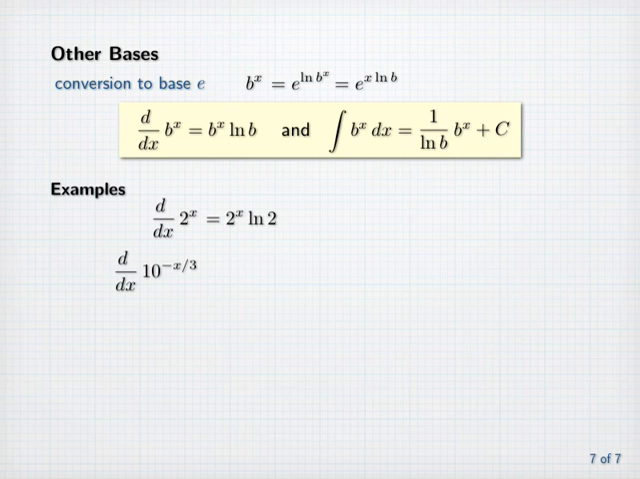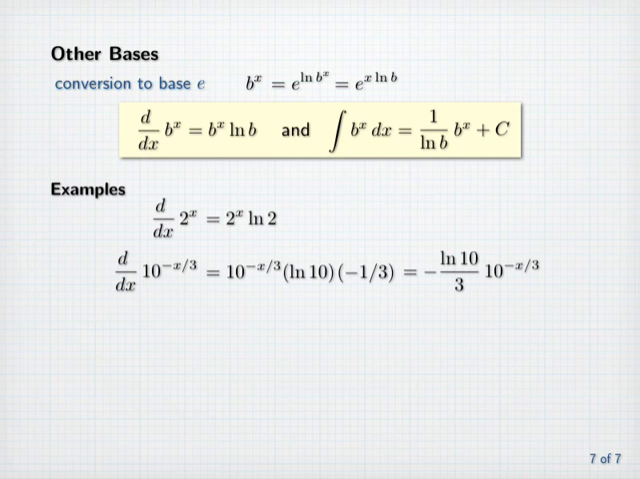The derivative with respect to x of 10 to the minus x over 3 equals 10 to the minus x over 3 times the natural log of 10 times the derivative of the exponent, minus 1/3. So we have minus log 10 divided by 3 times 10 to the minus x over 3.